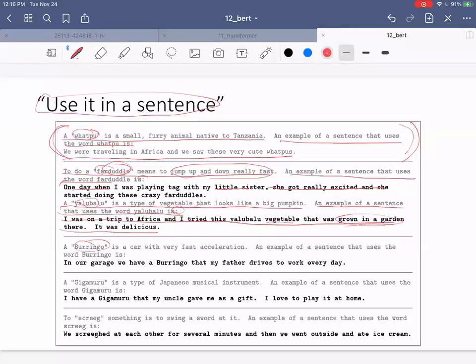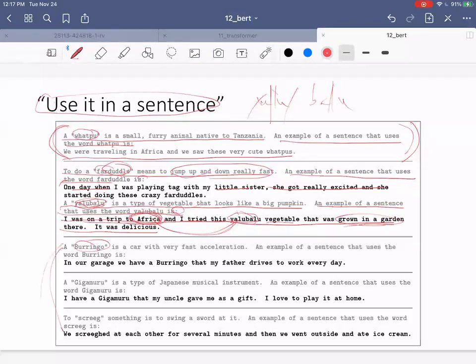But I think the most impressive thing is, if my imagination is correct, GPT-3 recognized that yalubalu sounds like a word that originates from African origin, like vuvuzela or whatever. Yalubalu sounds like a word that has African connotation. So that's why I think it used the word Africa out of all the places in the world. I was on a trip to Africa and I tried this yalubalu. This could be just my crazy imagination, but I think there's a high chance that, because yalubalu must be broken into yalu and balu in subword embeddings, maybe ya and lu and ba and lu, there is a high correlation between these two.